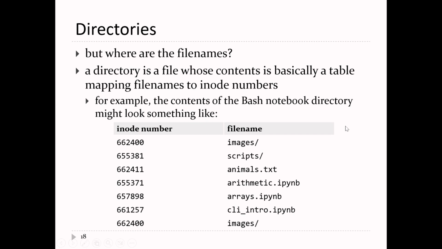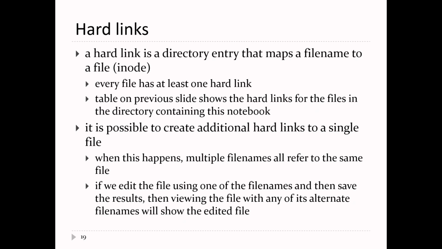Any questions so far? All right. Okay, so there's something called hard links. There's also something called soft links in Unix. A hard link is a directory entry that maps a file name to a file. Every file has at least one hard link.